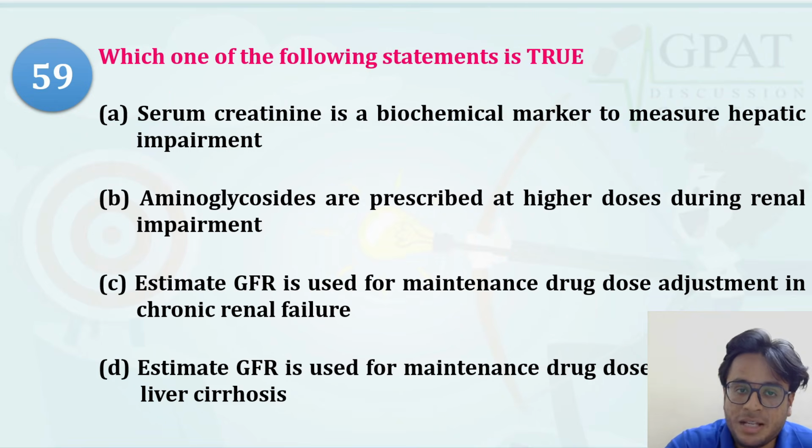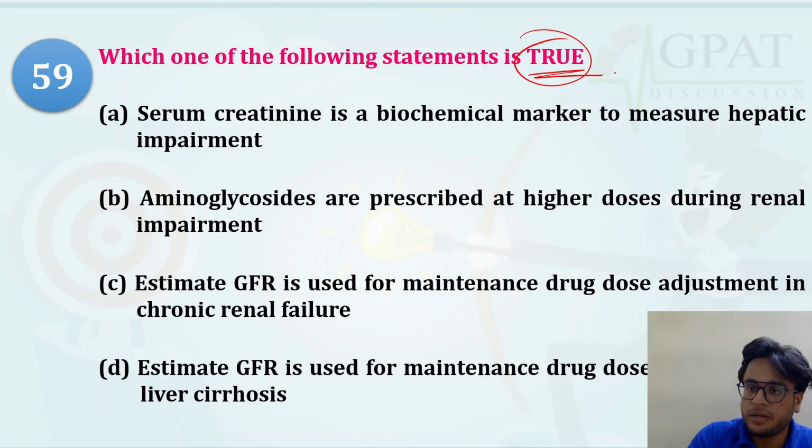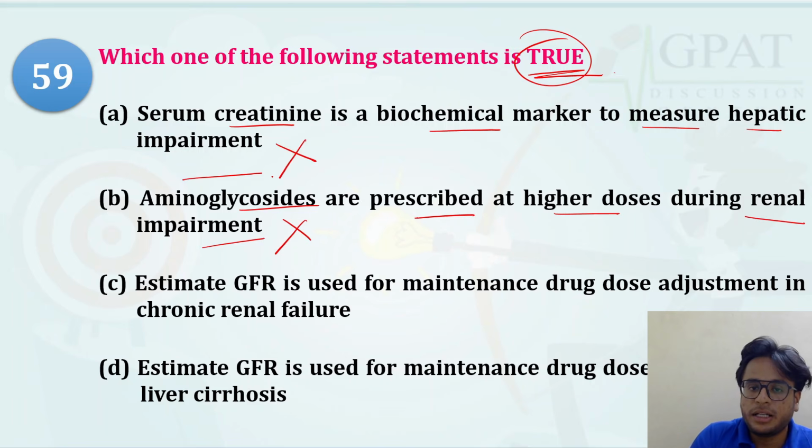Coming towards our next question, which of the following statements is true? We have to find the true statement. Option A: serum creatinine is a biochemical marker to measure the hepatic clearance. Option B: the aminoglycoside is prescribed at a higher dosage during renal failure. This is not correct.